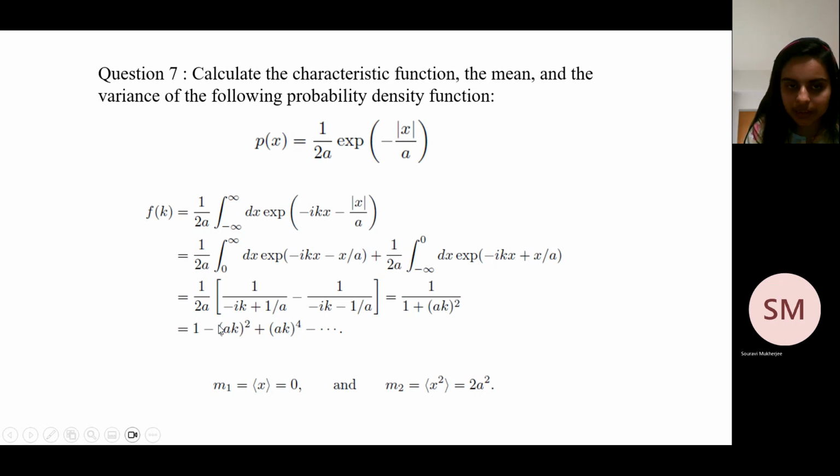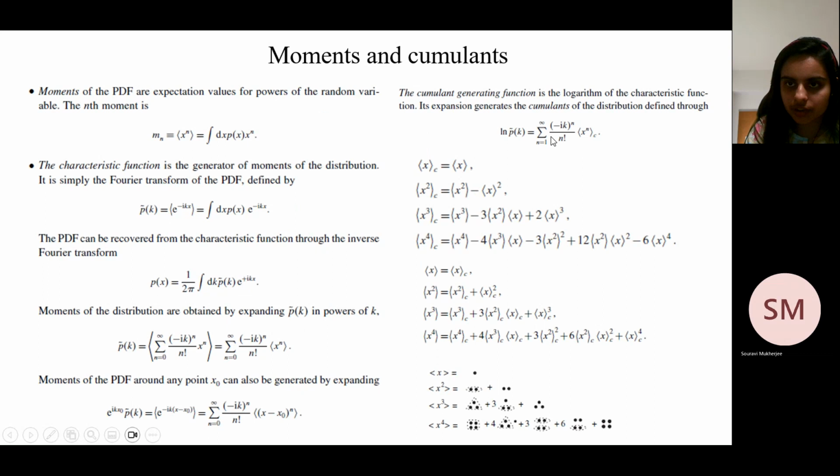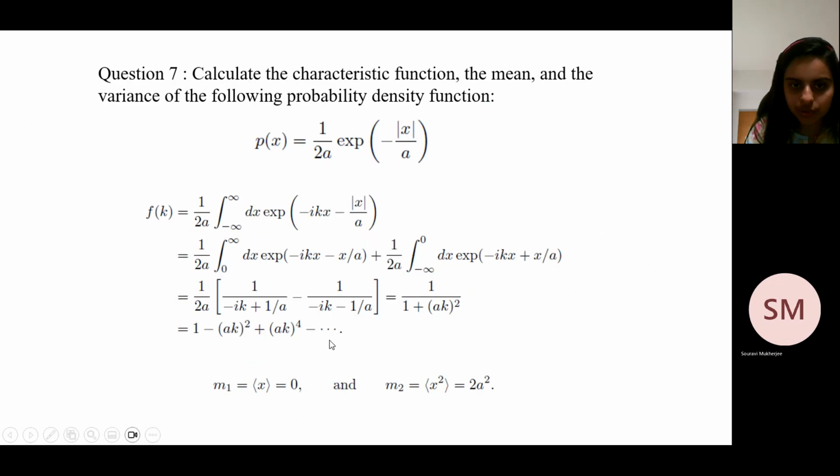Because there is no 2 here, that means there must have been a 2a square term, which cancels with the 1 by 2 term that you get in this expression, the factorial term. So if you compare this expansion with this expansion, you would get the corresponding values of moments and cumulants. Similarly, because here the first cumulant is 0, that gives you m2, the second moment, as 2a square. So this is how you can find the different moments given some probability density function.